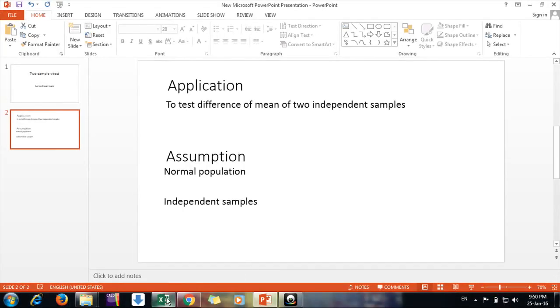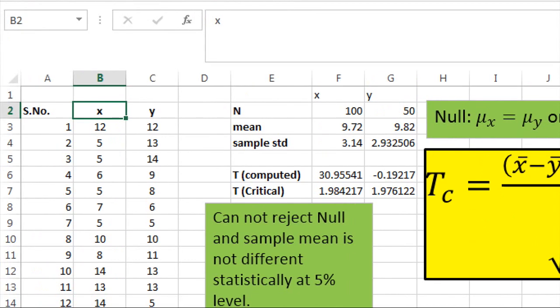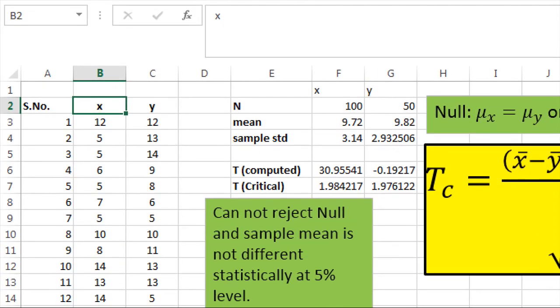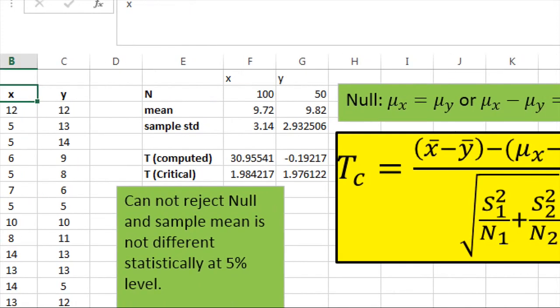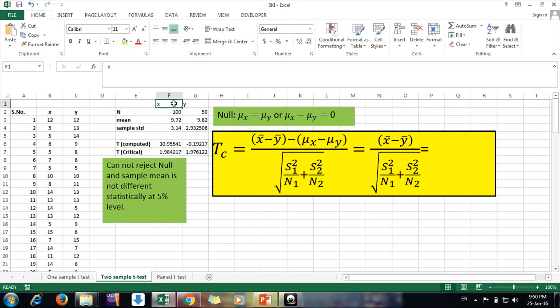I'm using Excel for that purpose. Here I have generated two samples, sample X and sample Y. In one sample I have taken 100 observations, and in the second I have taken only 50 observations. I have computed the mean by the average function for both of them, and the sample standard deviation by the standard deviation function for both.